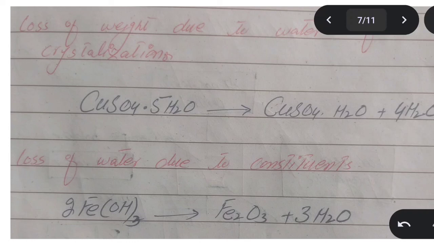And the loss of water due to the constituents. Constituents means the possible substances that are present in our compound when we increase the temperature. When we increase the temperature of the molecule, the constituents will arrange themselves in such a way that they combine together. When they combine, they are converted into iron oxide and water molecules, which decreases the mass of the overall product.